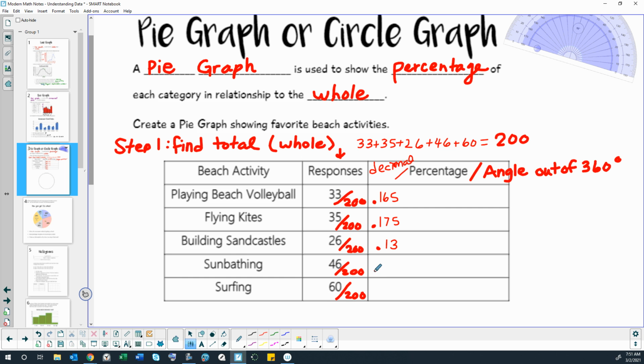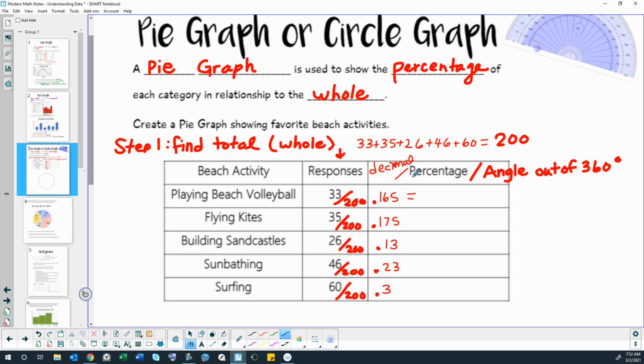46 divided by 200 is 0.23. And then 60 divided by 200 is 0.3. You don't really have to put a 0 after that, even though it would be half of the 60, which is 30. Okay, so those are the decimals. Is that the percentages? Do we put decimals on our pie graph usually, or do we do percentages? We usually do percentages, right? But hey, these decimals are the numbers you're going to multiply by 360 to find the angle, so just keep that in mind.